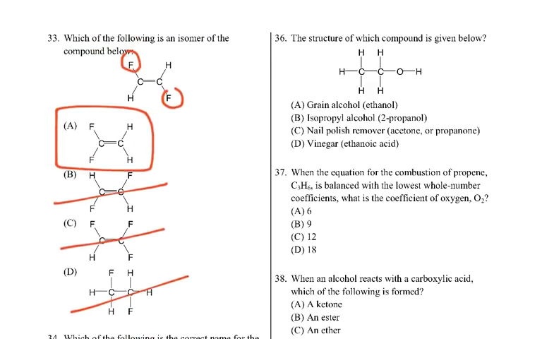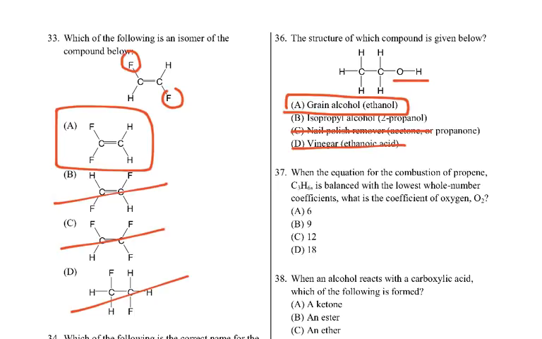Okay, the structure of which compound is given below? Okay, it's OH, so that's an alcohol, so we can knock off nail polish remover and vinegar. And it's two carbons, so it must be grain alcohol, ethanol. Eth means 2, propanol would be 3.